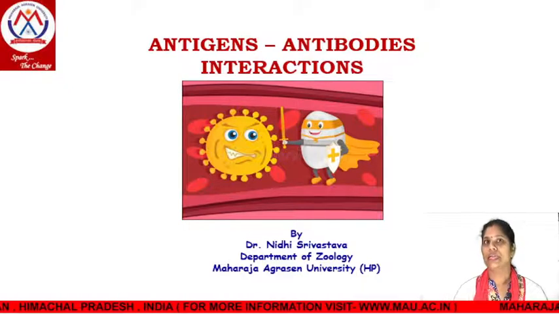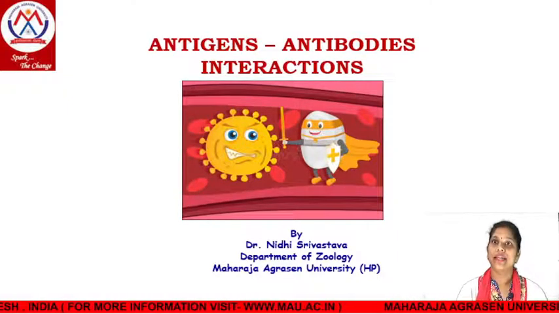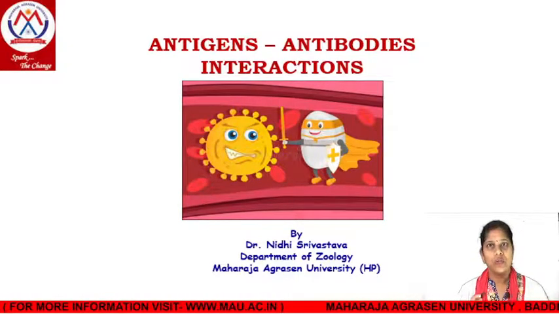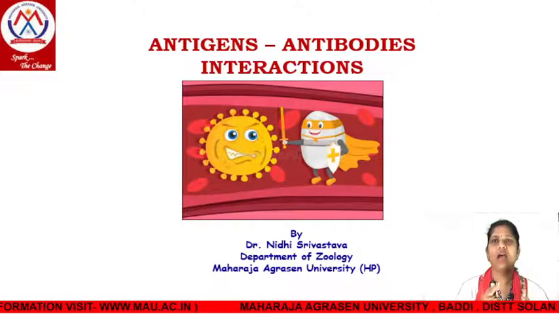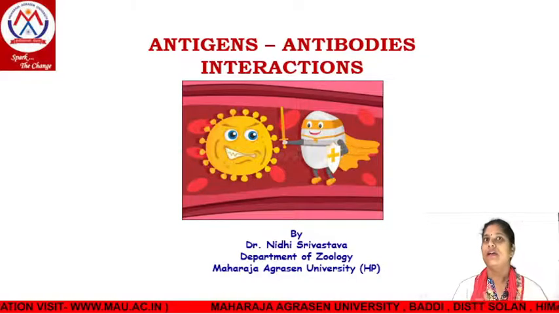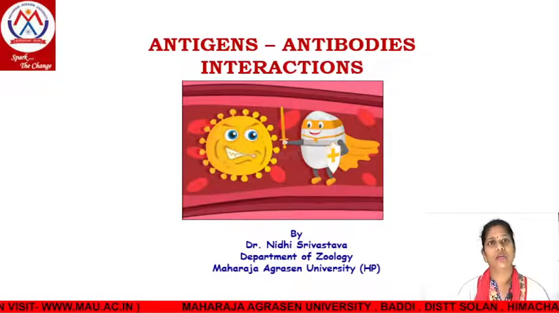So you can see this image, this picture, and you can find that there is a monster in the image and there is a superhero. The monster is representing the antigens and the superhero is representing the antibodies. So now you will have a background image in your mind that the antigens are the villain of the story and the antibodies are the hero of our immune system.